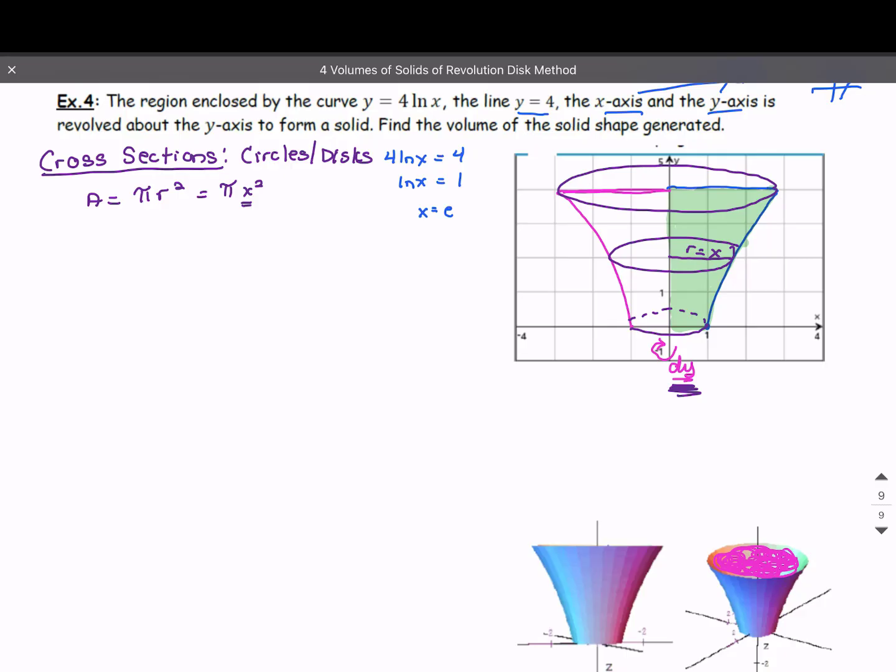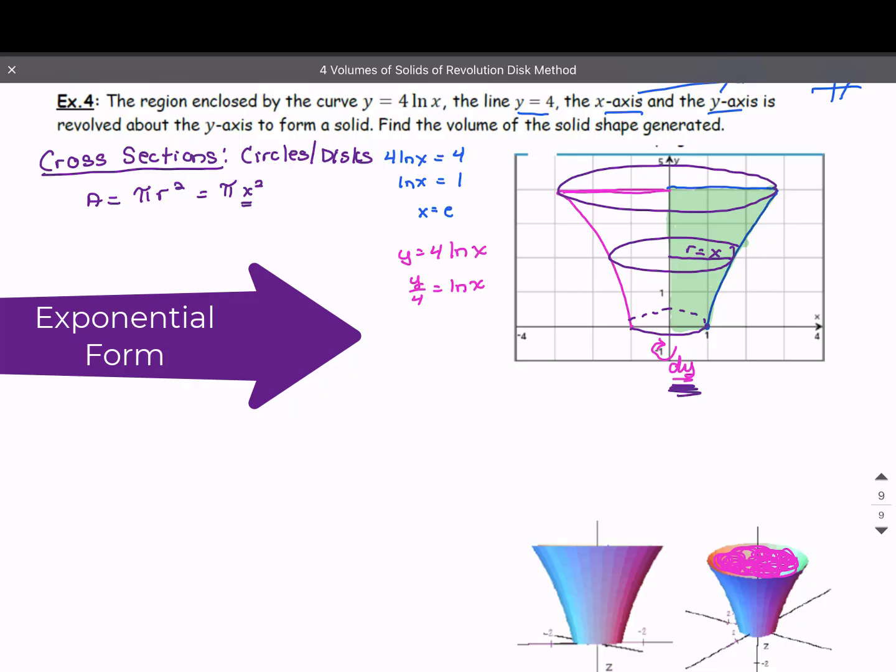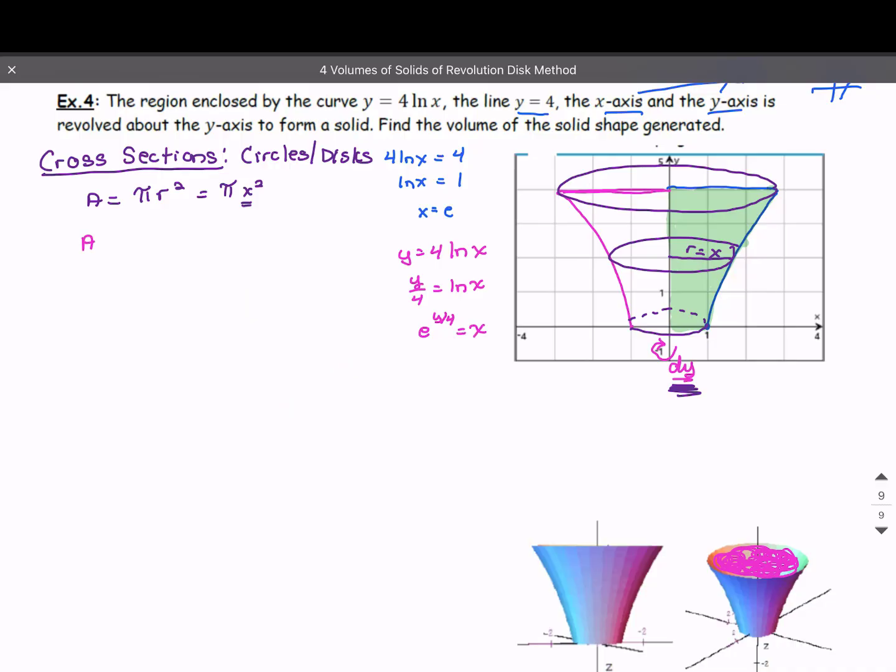So we need to look at this. y equals 4 natural log of x. We need to solve for x. So we divide both sides by 4, and then we change to log form, and we would have e to the y over 4 equals x. That's our function. So our area is pi times e to the y over 4, squared. Now, it's not a calculator question, so we need to realize that when we square something, we multiply the exponents. So y over 4 times 2 is e to the y over 2.